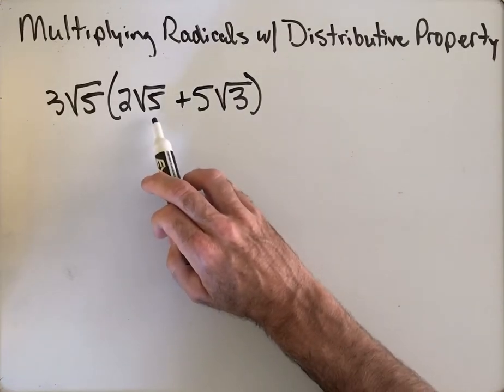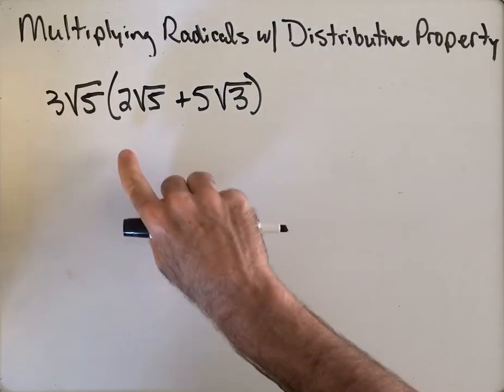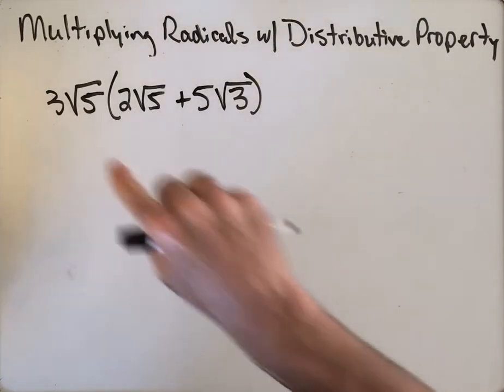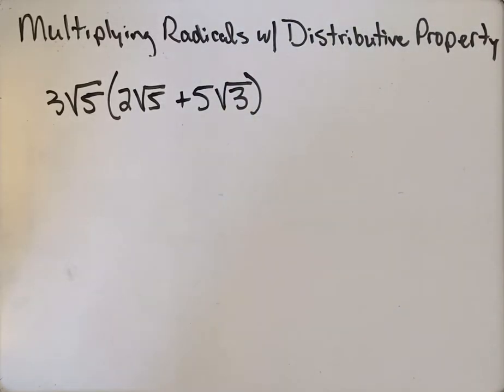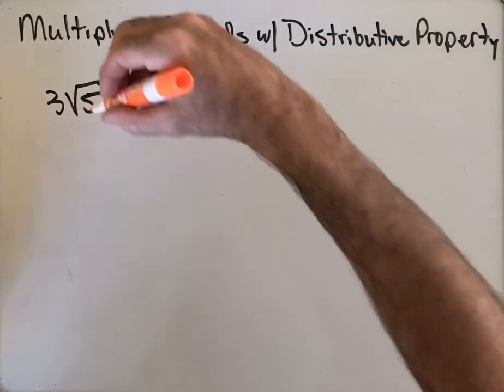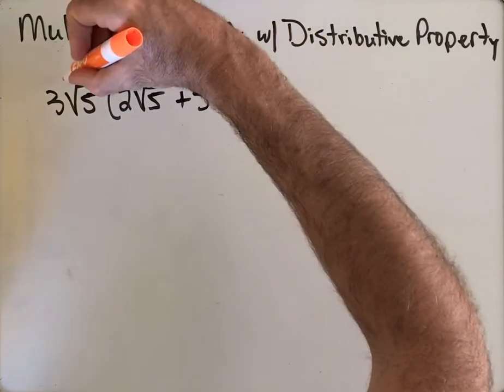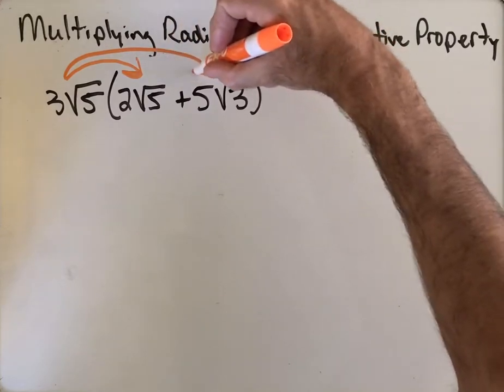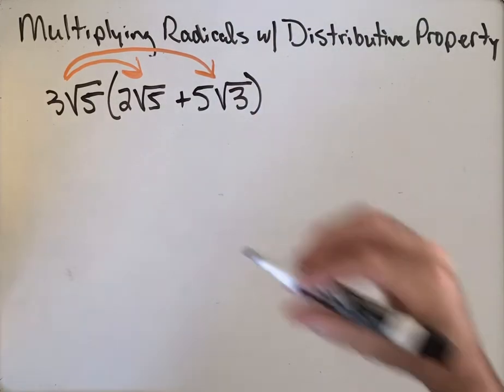Okay, so this is an addition part of the expression right here. If this was a 5 over here, if these radicands were the same, then we could just add the stuff on the inside first and then multiply second. Well, that's not the case here. So we are going to use the distributive property to multiply all this stuff together. Just like if it were variable expressions, we're going to multiply this by that, and then we're going to multiply this by that, right? We're going to multiply this 3 root 5 through the expression. So let's go ahead and do that.